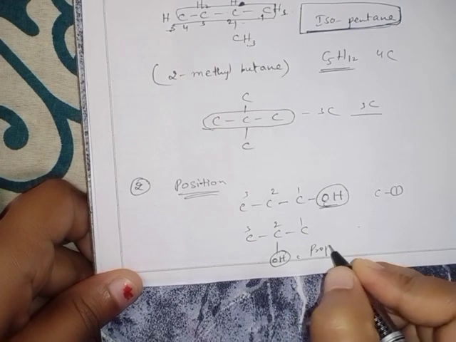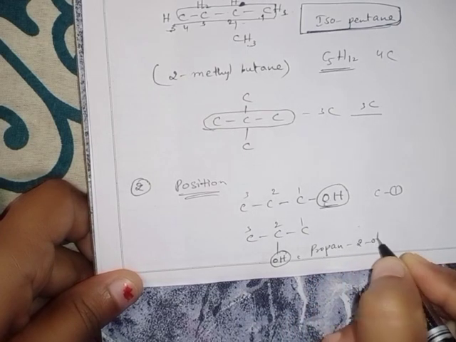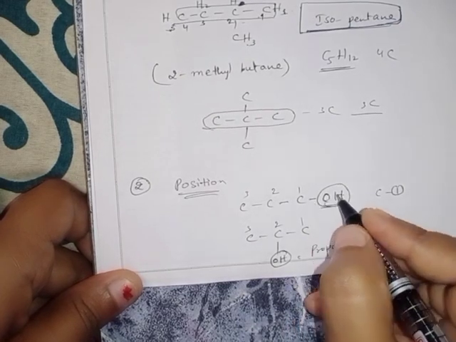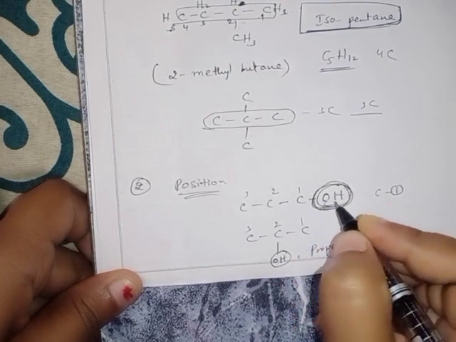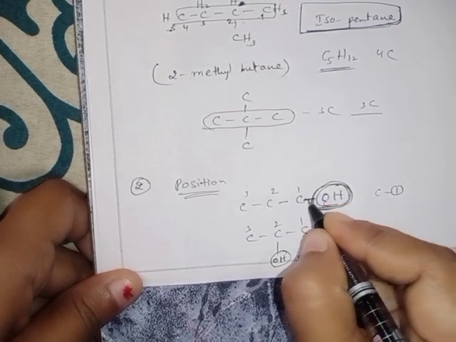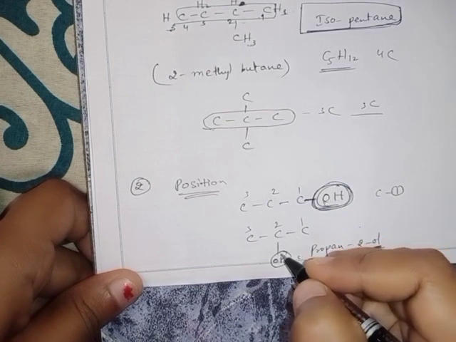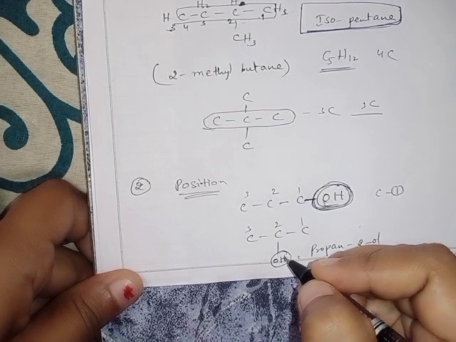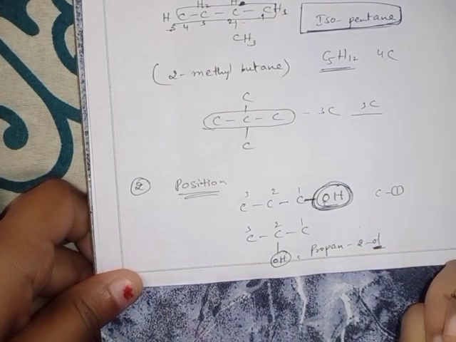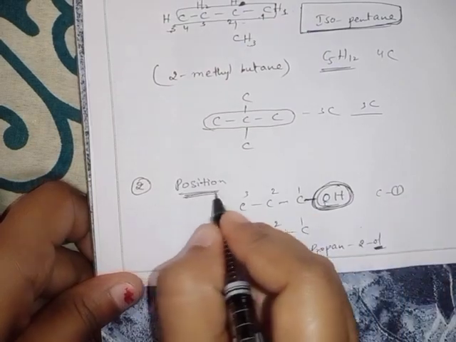Propan-ol: ol means alcohol. Here the hydroxyl group, the alcohol group, is attached to the first carbon atom. Here it is attached to the second carbon atom. Clear? This type of isomerism we call position isomerism.